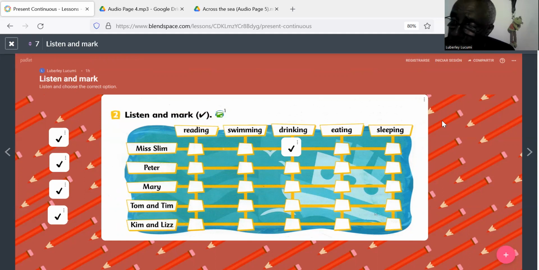In group rooms, okay. The idea is to put the correct answer according to the audio about what the correct action is. And we have an example with Mrs. Slim. Mrs. Slim is drinking. Okay. Now, listen carefully and try to put the correct answer, the correct action for each character. Okay.